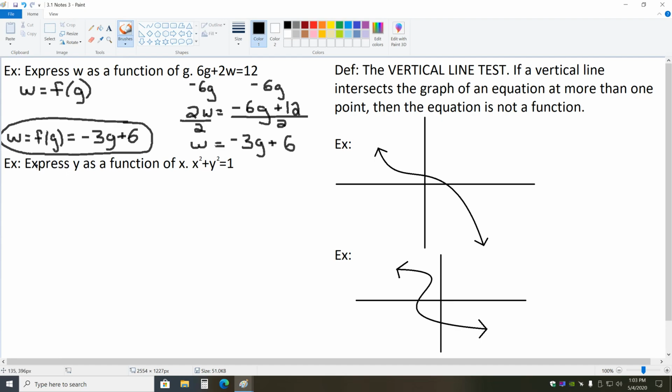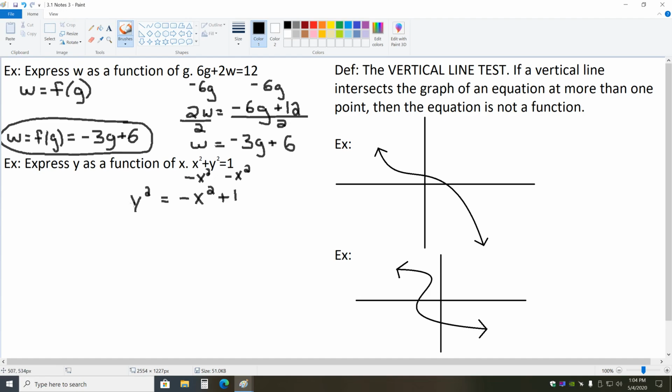Okay, now getting back to our normal variables, y and x, we now have another example that says express y as a function of x. So we're going to go through the same process again. We have x squared plus y squared equals 1. To get y alone, because we need y equals f of x, we will subtract x squared from each side, which gives us y squared equals 1 minus x squared. Again, we'll put it in order of exponent. So negative x squared plus 1.